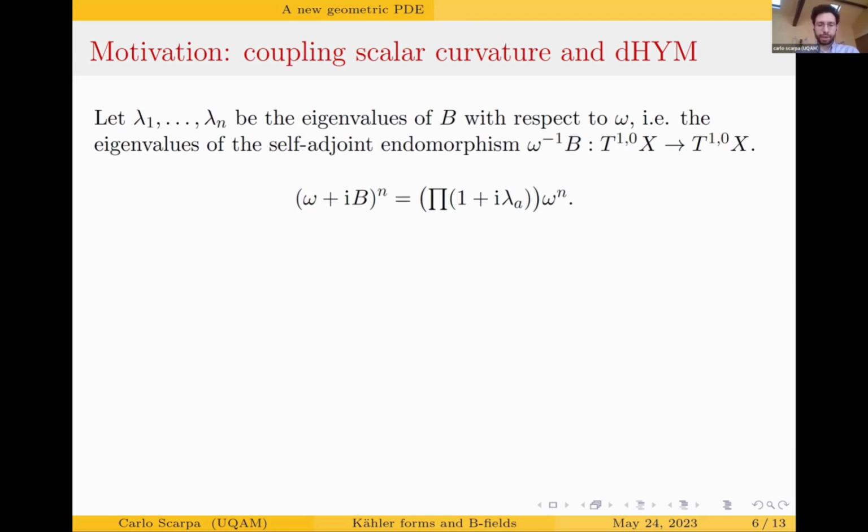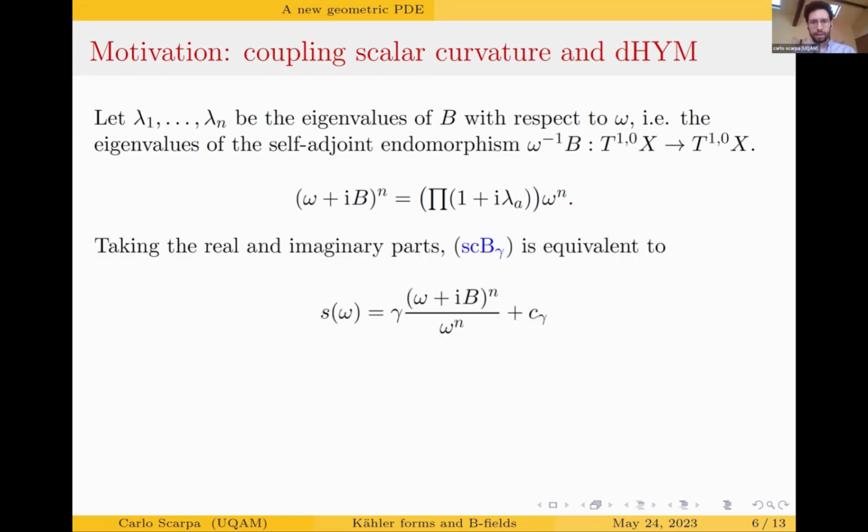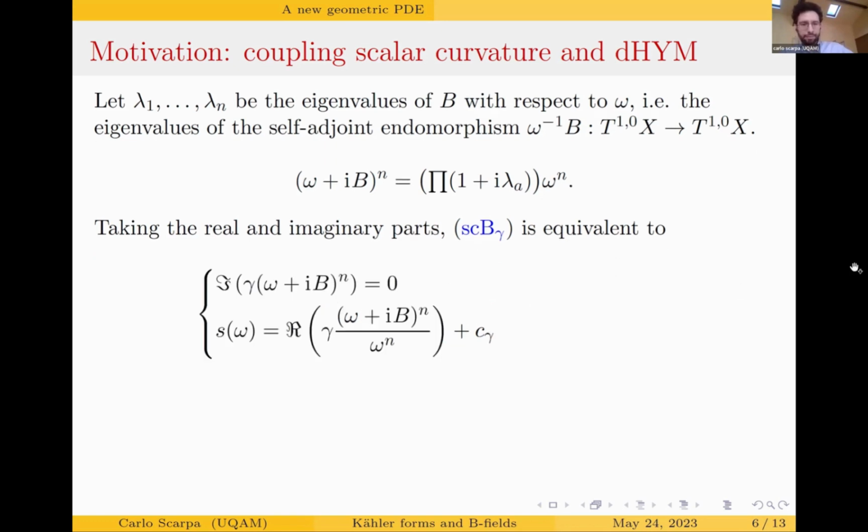Okay, so essentially to rewrite the equation as a system of two equations, we'll just take the radius and argument of this complex number that's multiplying omega to the n. So this is the old equation that we started with, and either you take real and imaginary parts, or you decompose this as phase times a radius, and this is what happens. So the first equation is that the imaginary part of this thing should be 0. And the second equation is that the scalar curvature should equal the real part of this expression.